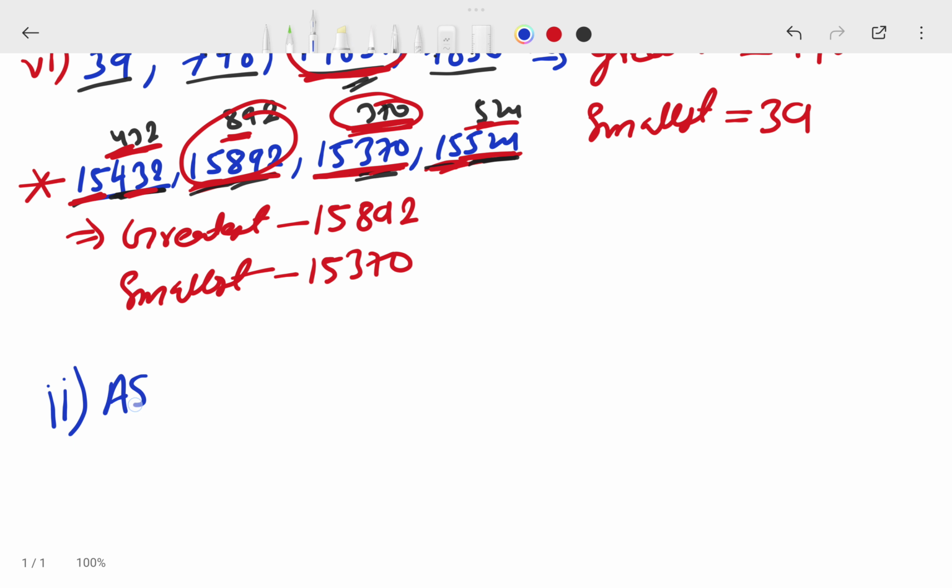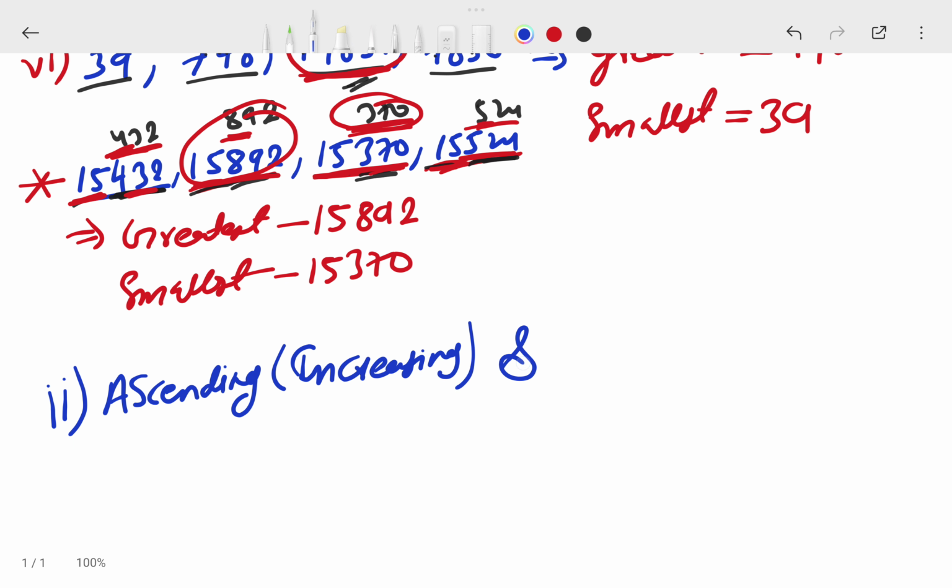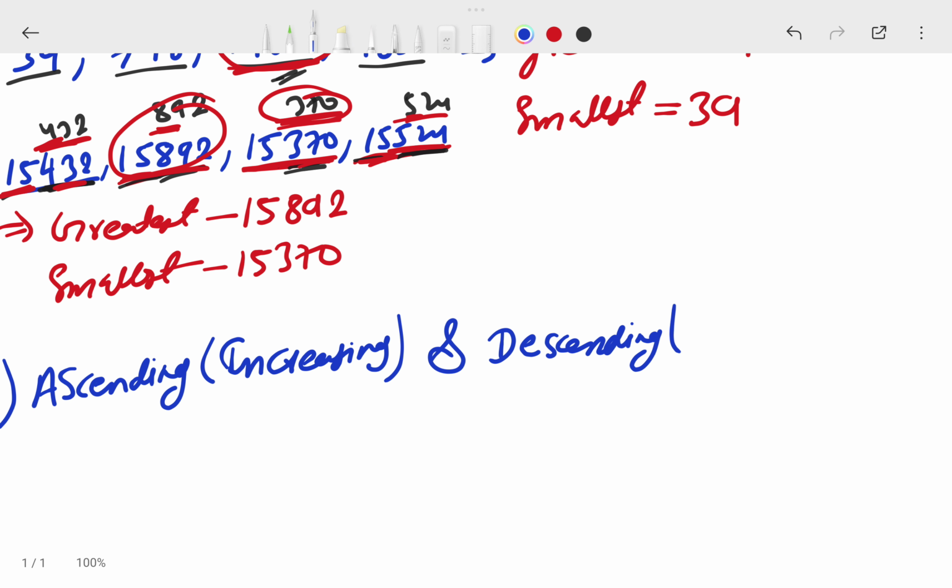Generally, sometimes people call ascending as increasing also. Ascending means increasing. I will write here: increasing. And I'm going to talk about descending order, DESCENDING. Descending is also called the decreasing order. DECREASING, decreasing order.